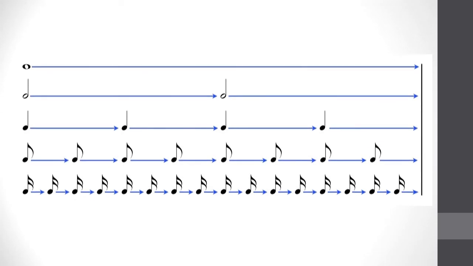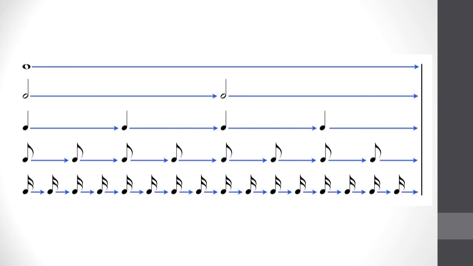Here is a chart of the note durations learned in this lesson. It is very important that you recognize the mathematical proportions between the notes. Notice how each type of note is half the duration of the note above it. For example, a 16th note is half of an eighth note. An eighth note is half of a quarter note. A quarter note is half of a half note. A half note is half of a whole note.